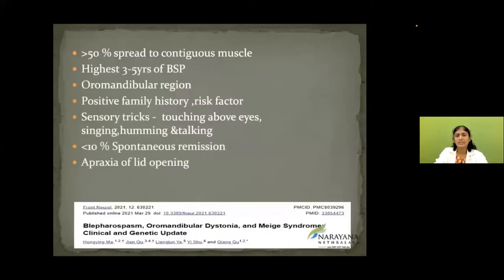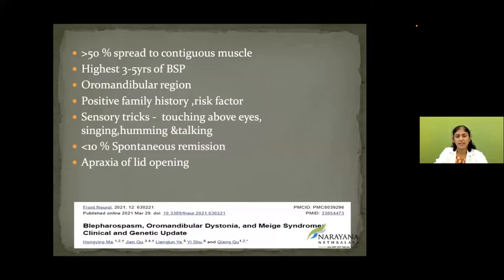The spread to contiguous muscles is very common, highest during the initial 3 to 5 years of onset. The most common region for first spread is the oromandibular region. Increased spread risk was associated with positive family history. Sensory tricks. These are sensory stimuli learned by the patients to alleviate the dystonia, in the form of touching above the eyes, singing, humming, and talking.